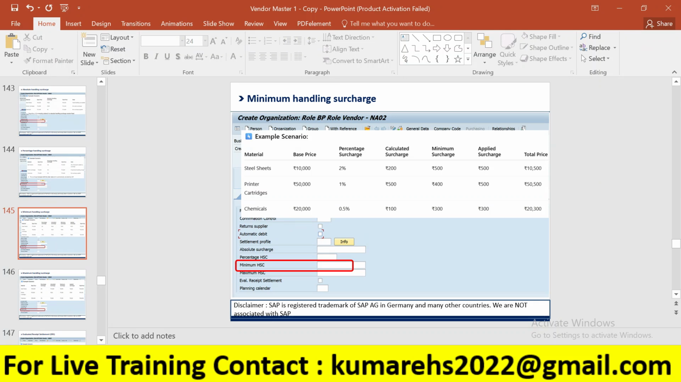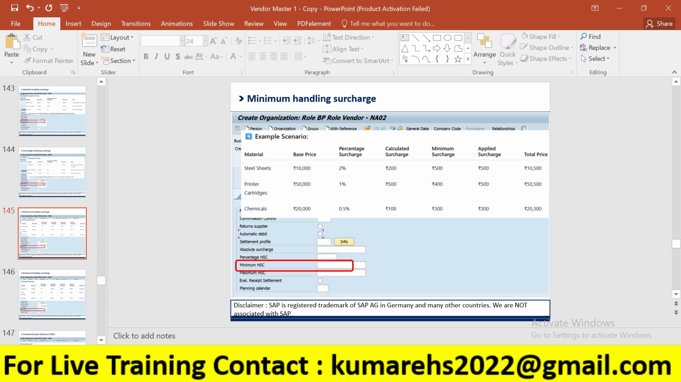The SAP transaction and fields. In purchasing info records, you can see the conditions. In the purchase order, go to the condition tab, minimum handling charges. It is visible in the ME23N, MB03 and FB03 T codes. Example scenario: the same three materials.